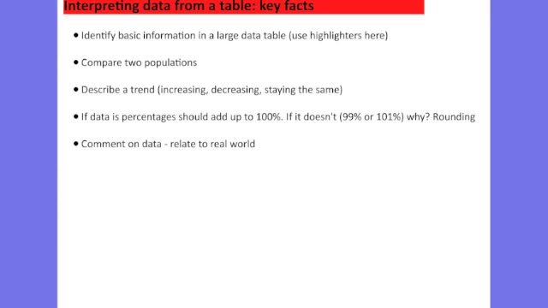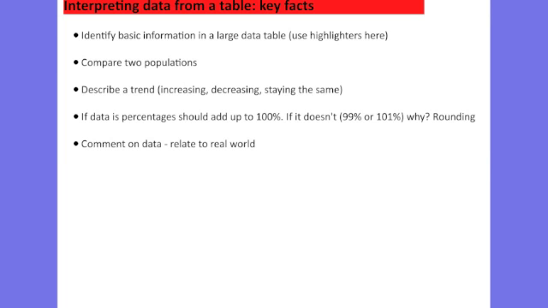Interpreting data from a table. You need to be able to identify basic information in a large data table. Highlighters here will be useful. Once you've identified information, you need to be able to compare two or more populations. Following this, you need to be able to describe a trend. This will simply be saying something is increasing, decreasing, or staying the same.